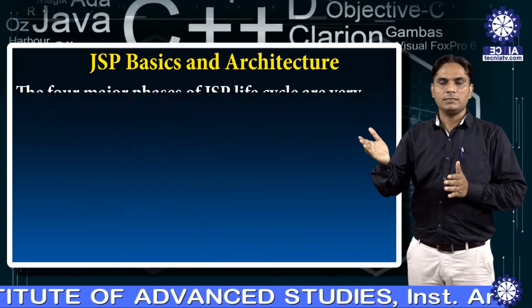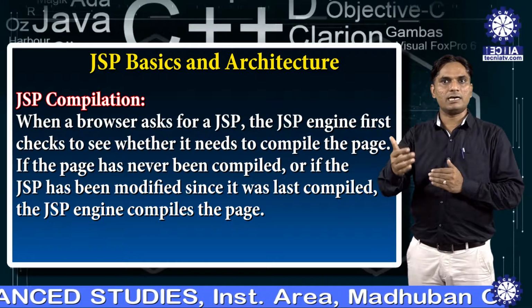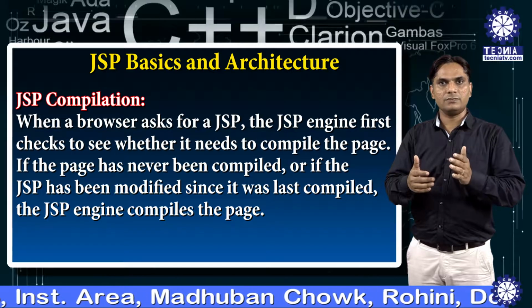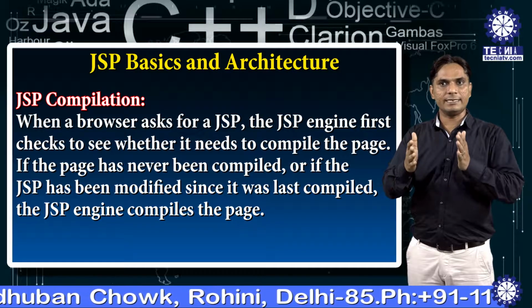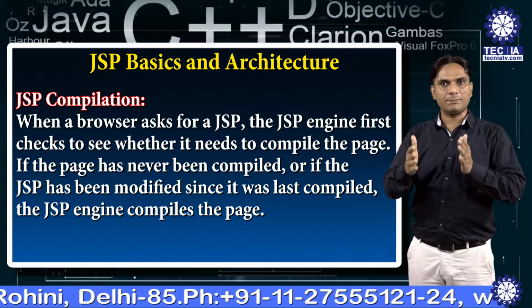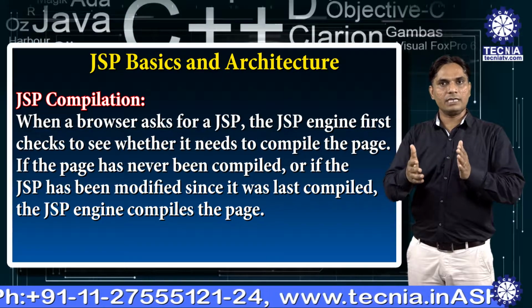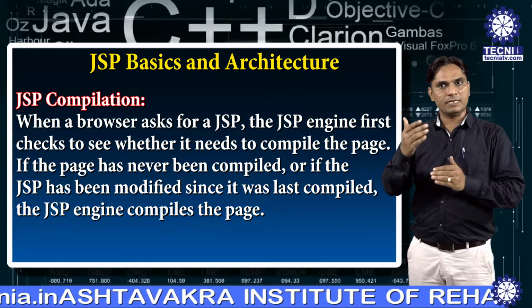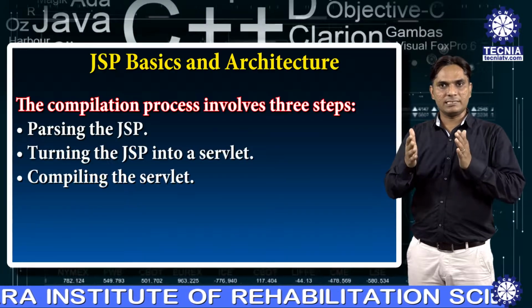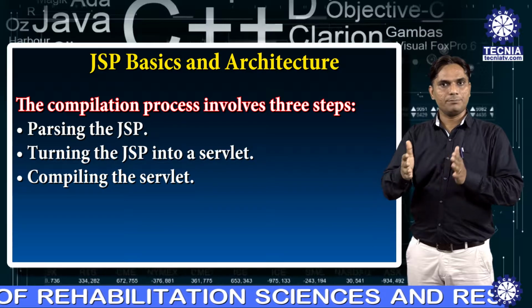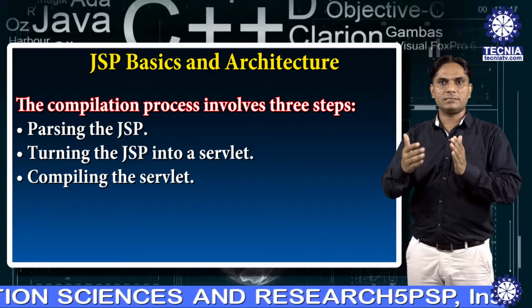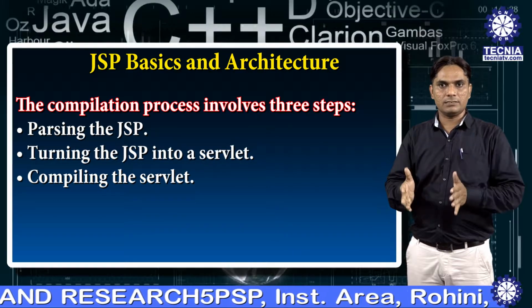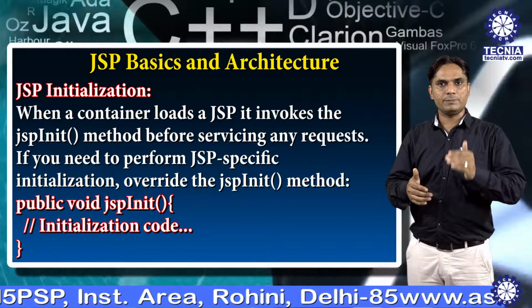JSP compilation. When a browser asks for a JSP, the JSP engine first checks to see whether it needs to compile the page. If the page has never been compiled, or if the JSP has been modified since it was last compiled, the JSP engine compiles the page. The compilation process involves 3 steps: parsing the JSP, turning the JSP into a servlet, and compiling the servlet.